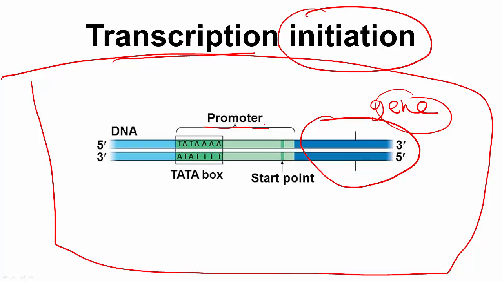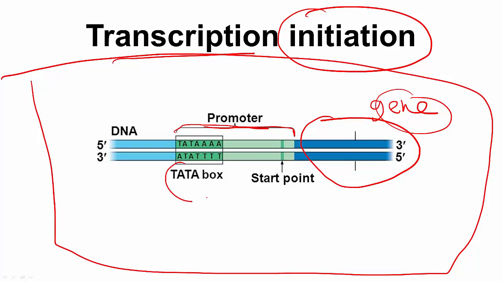The promoter is a sequence of DNA, highlighted in this light green area. It's a sequence of DNA that marks where the transcription machinery will bind in order to start transcription. I will talk about the different components of the machinery in a little bit.